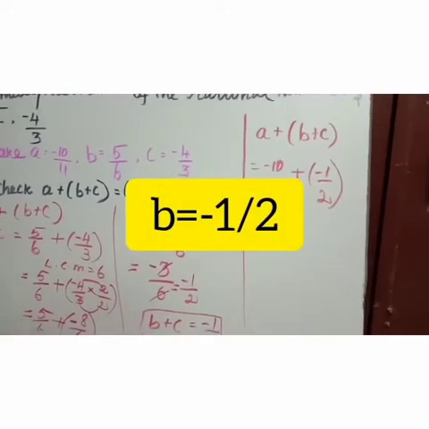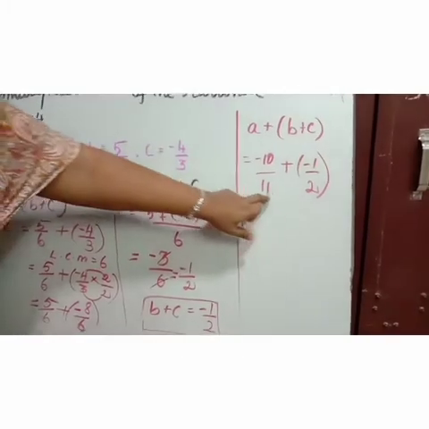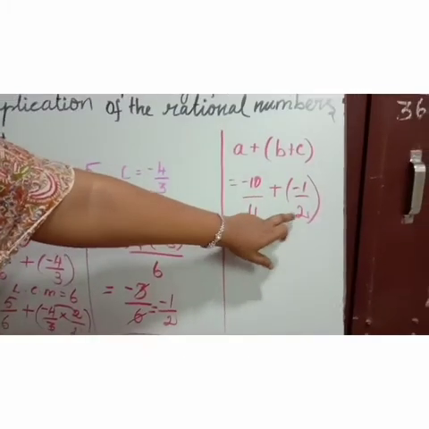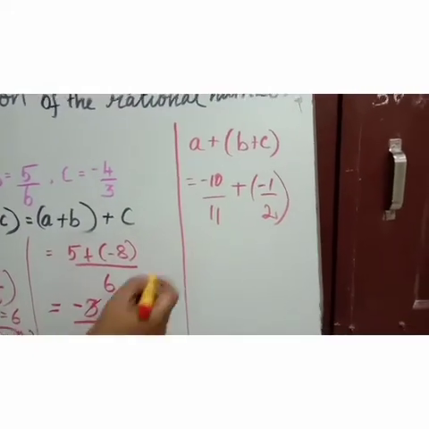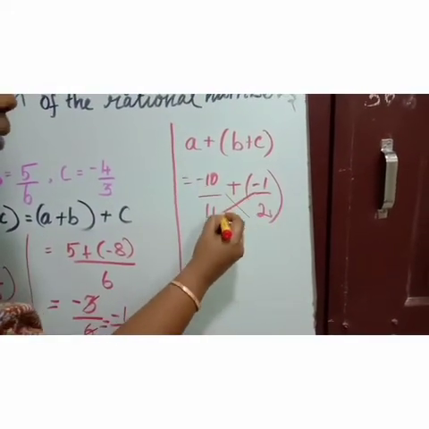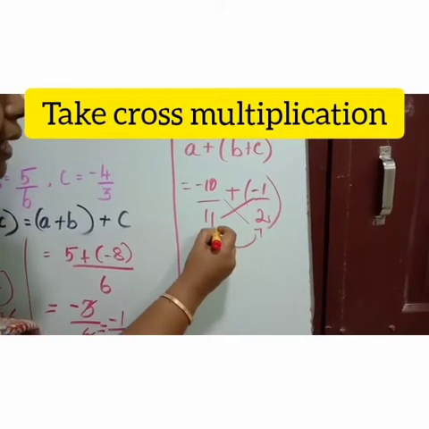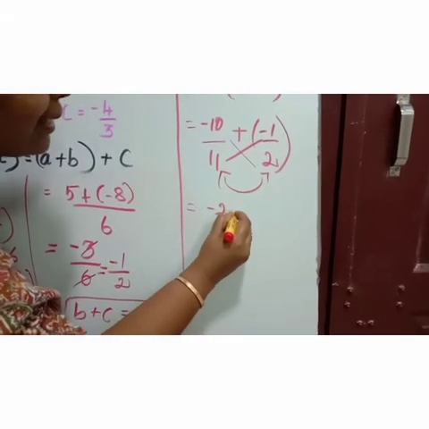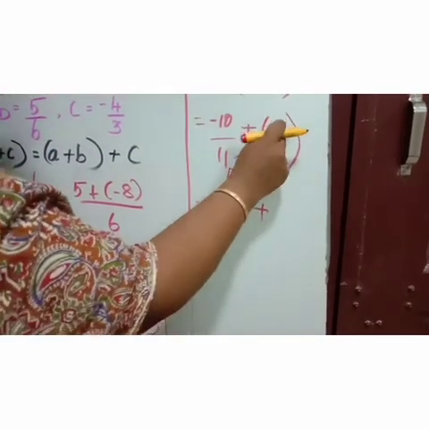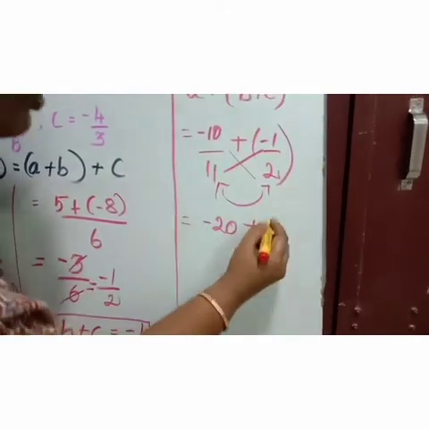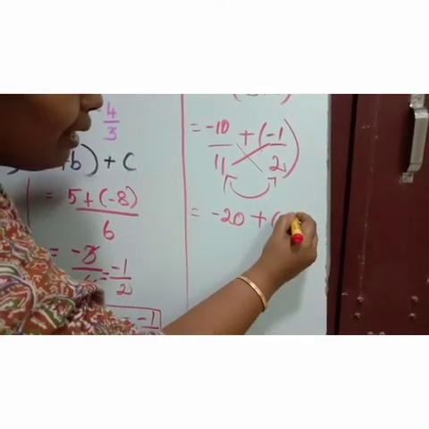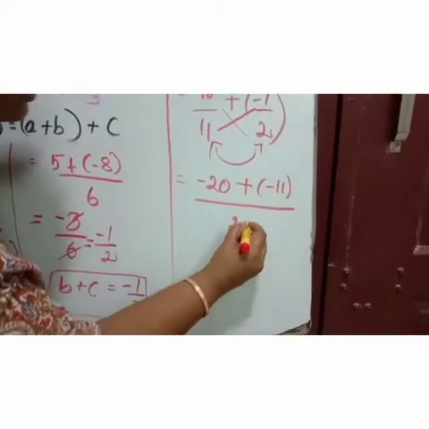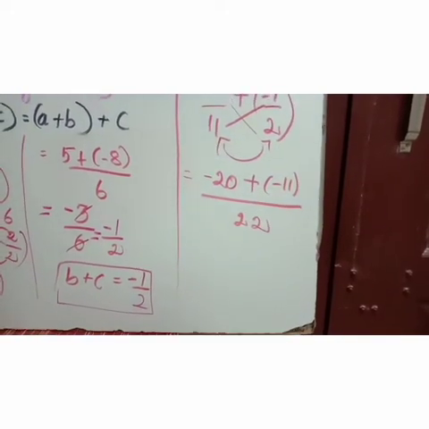See the denominator. Yes, the denominator is different. 2 is not a multiple of 11, and 11 is not a multiple of 2. So we take the cross multiplication. So 2 tens are 2 into 10, 20. Here minus is there, so minus 20 plus 11 into 1. Here minus is there, 11 into 1, 11 ones are 11. So minus 11. Whole divided by 11 twos are 22.